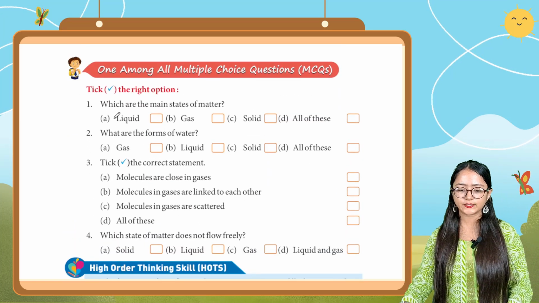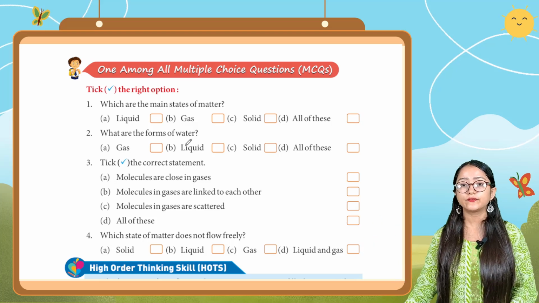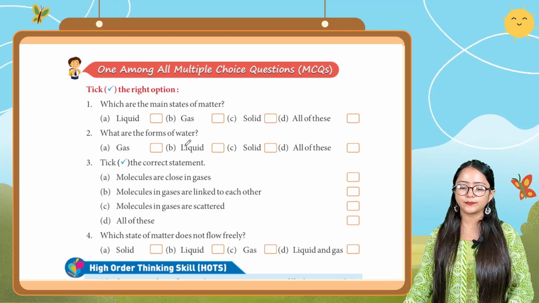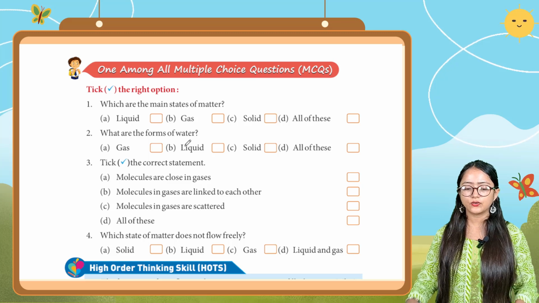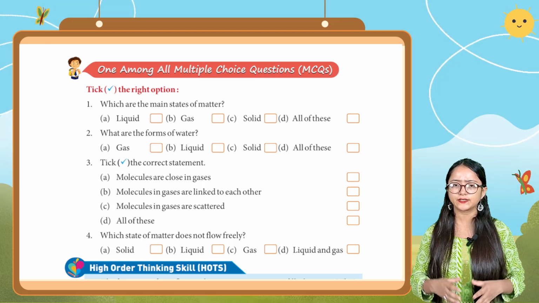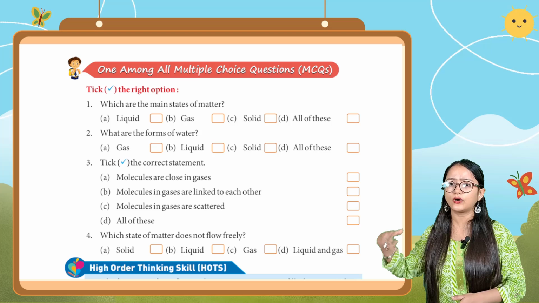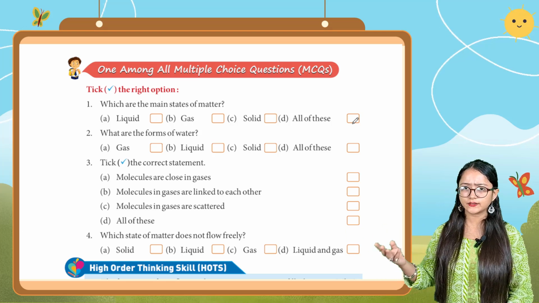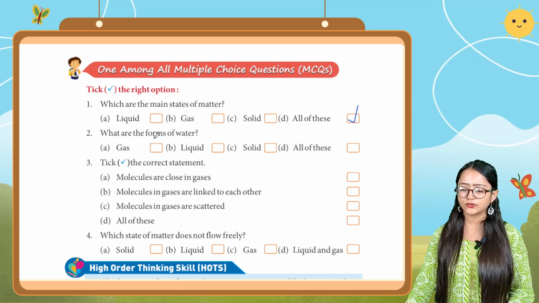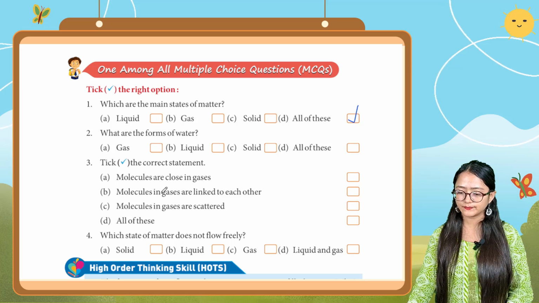Now come to the next part, that is the MCQ one. So the first question is, which are the main states of matter? Is it liquid, gas, solid, or all of these? So all of these are the main states, solid, liquid, and gases. So just tick the all of these one.